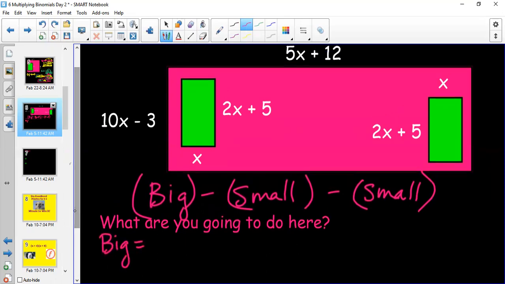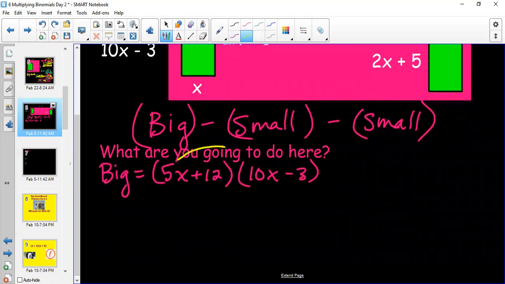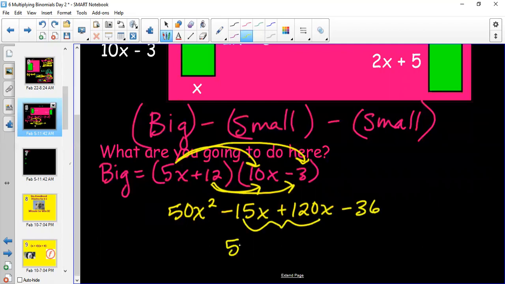So big is, first binomial is 5x plus 12 multiplied by 10x minus 3. Let's work that one out. 5x times 10x, that is 50x squared. 5x times negative 3, negative 15x. 12x times 10 is 120x, and 12 times negative 3 is negative 36. Combine our like terms here. That would give us 50x squared plus 105x minus 36. Okay, so that was our big.